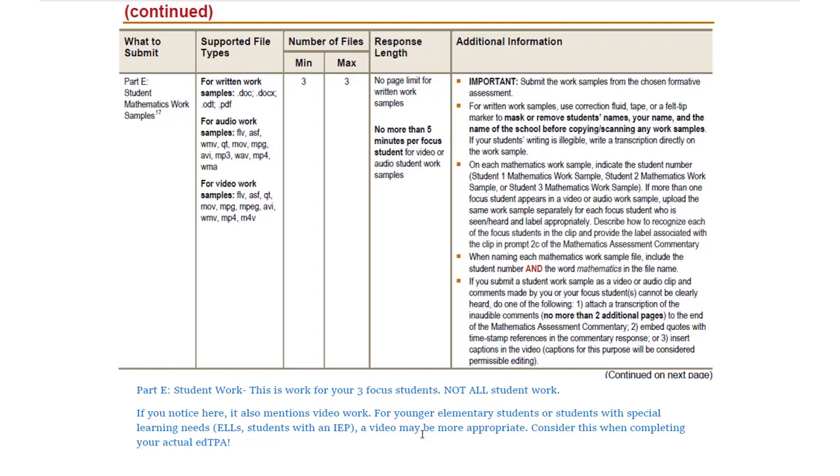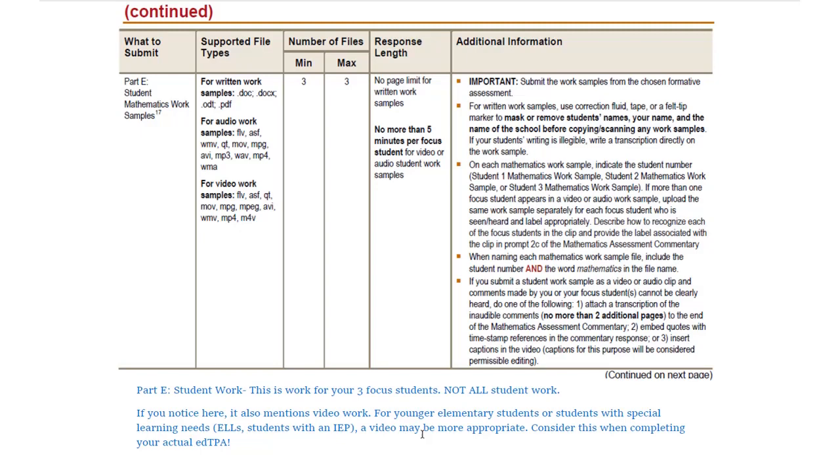So I should have 3 files, one for each student that you are submitting work for. And again, for our class, that may be work from your actual students that you had in your observing class, but that may also be 3 work samples from your colleagues or your students in this class, depending on how you did that.